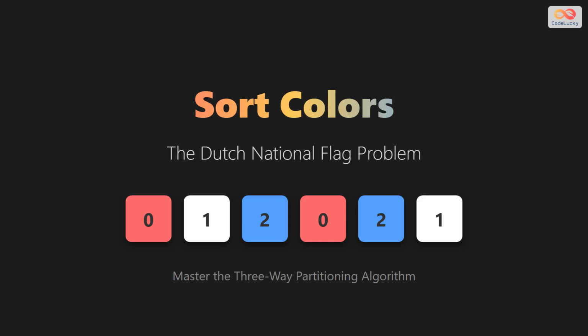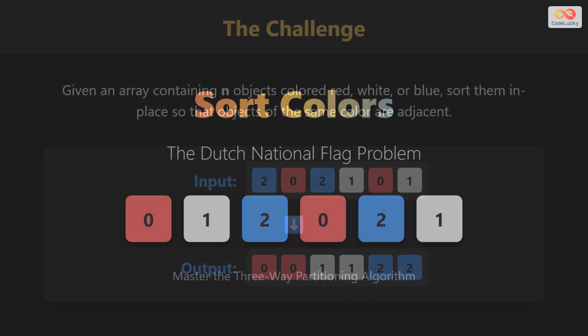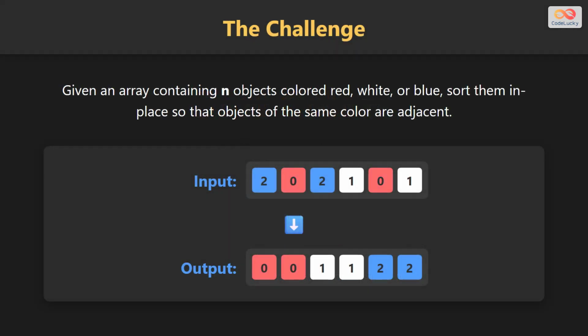Welcome back. Today we are tackling a classic coding interview question known as sort colors, often referred to as the Dutch national flag problem. This problem tests your ability to manipulate arrays efficiently and understand partitioning logic. Here is the problem statement.